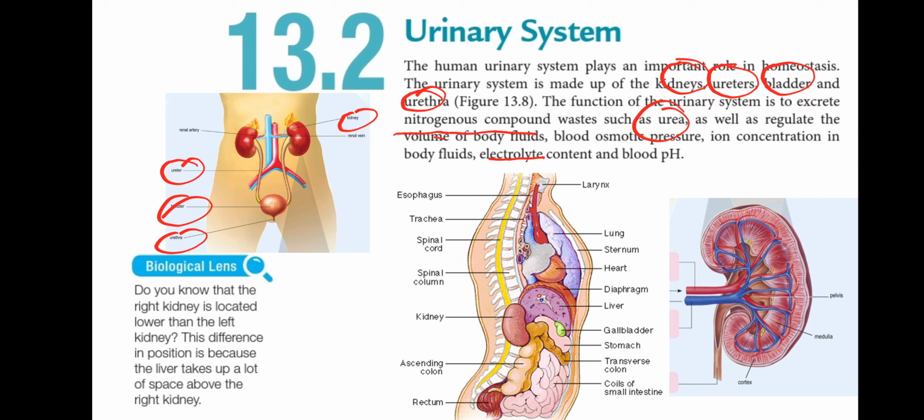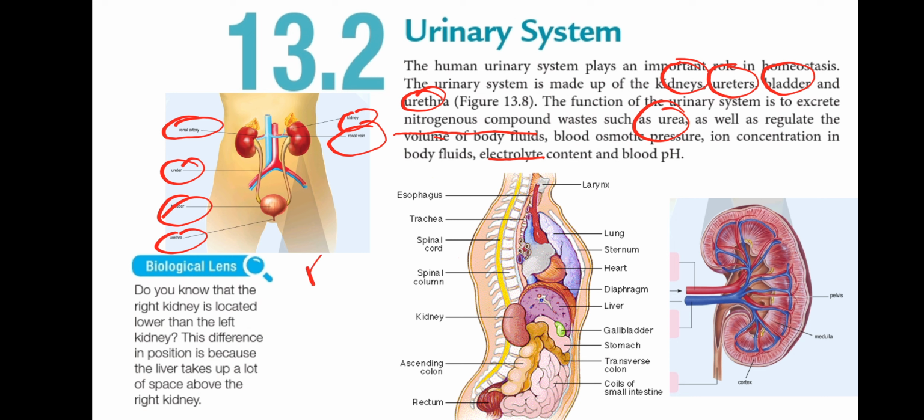Since these nitrogenous wastes are all dissolved in water, or in the blood, we have two main blood vessels. We call them the renal artery and renal vein. Renal vein is the one that carries out all the blood after filtering, and renal artery is the one that brings the blood into the kidney to be filtered.